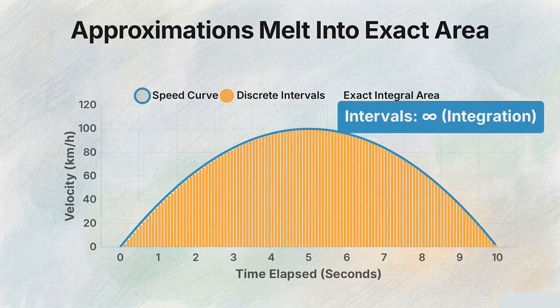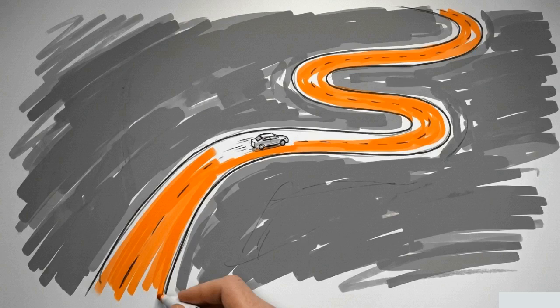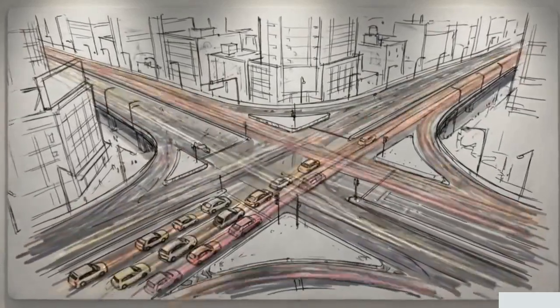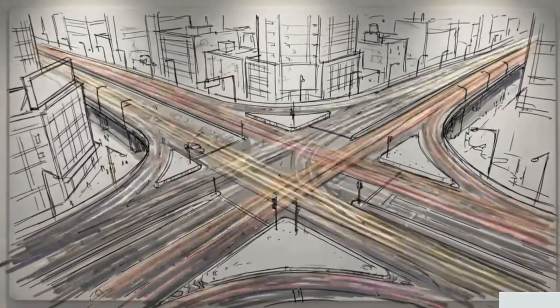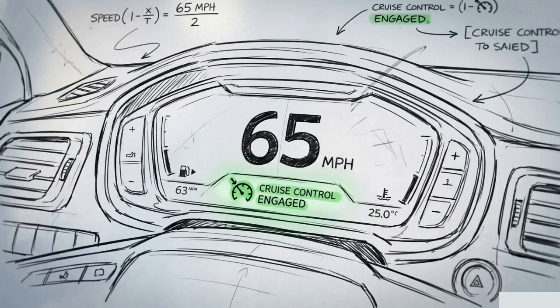As we let those time intervals shrink down towards zero, the microscopic rectangles melt away, leaving a smooth shape. That exact shaded area represents the precise distance your car traveled. Integration takes an infinite number of microscopic moments and adds them up to reveal the complete big picture accumulation. We have our exact total distance.